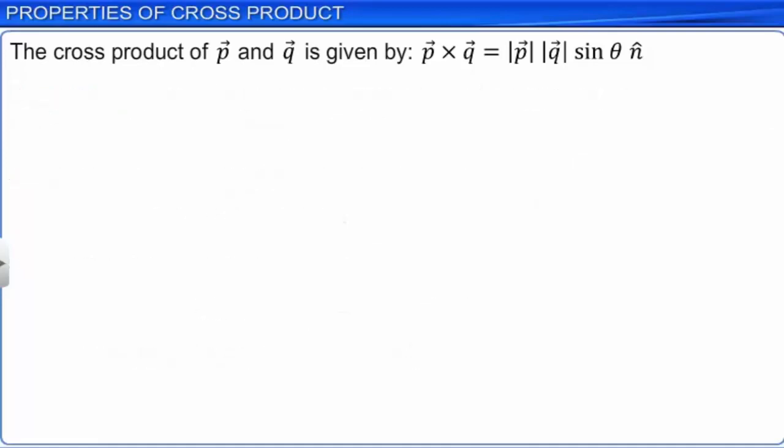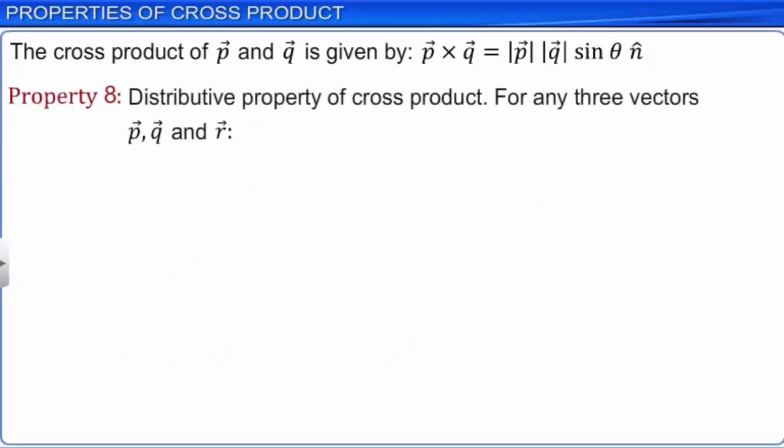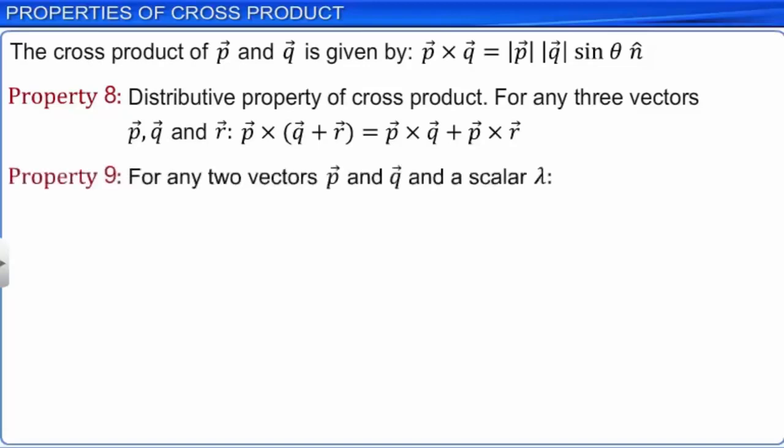Vector product is distributive over addition. Thus, for any three vectors P, Q and R, the cross product of vector P with the sum of vectors Q and R is equal to the sum of the cross products of vectors P and Q and vectors P and R. We also have that the cross product of vectors P and Q multiplied by a scalar lambda is equal to lambda into vector P cross vector Q or vector P cross lambda into vector Q.